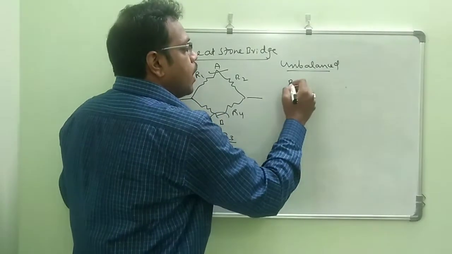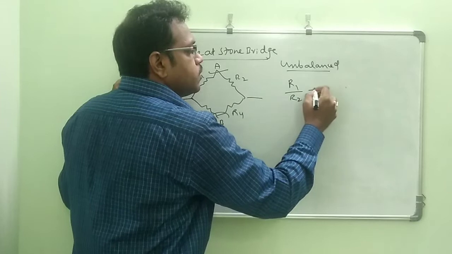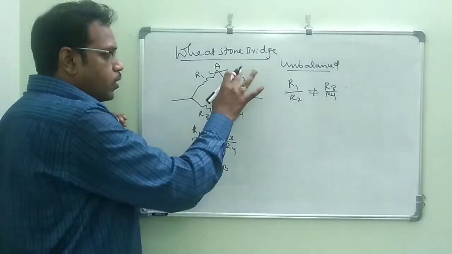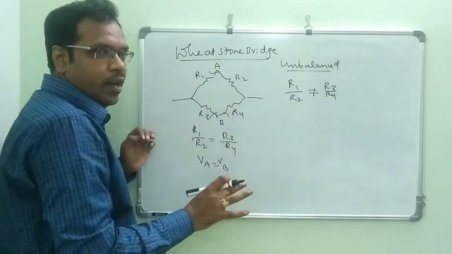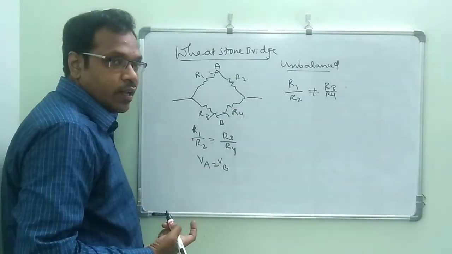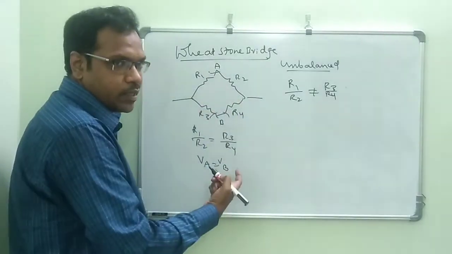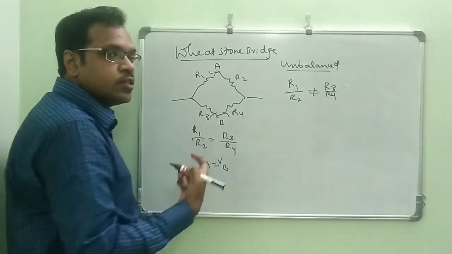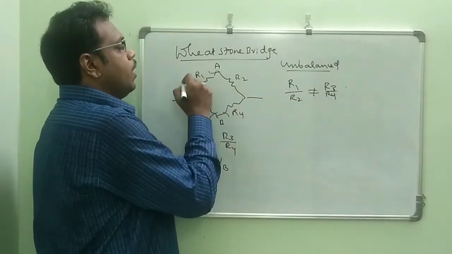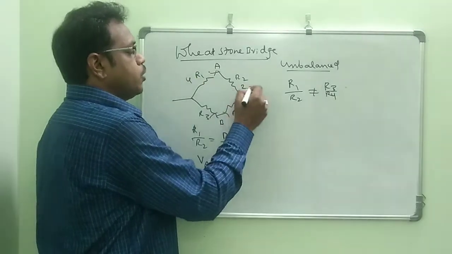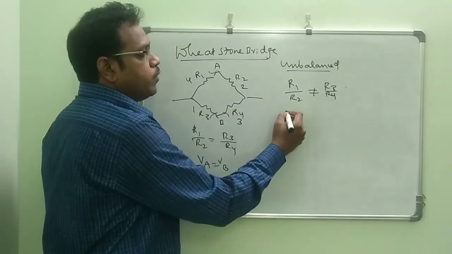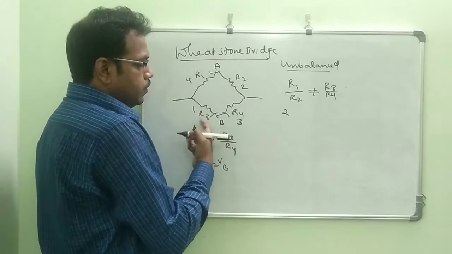Unbalanced means R1 by R2 is not equal to R3 by R4. They are not equal. Unbalanced bridge. At that time, which is the high potential? Because here the potentials are the same when the bridge is balanced. But which is high potential, which is low potential? Which ratio is less? Suppose I am taking here 4 and 2, 1 and 3. 4 by 2 is 2, and here 1 by 3.